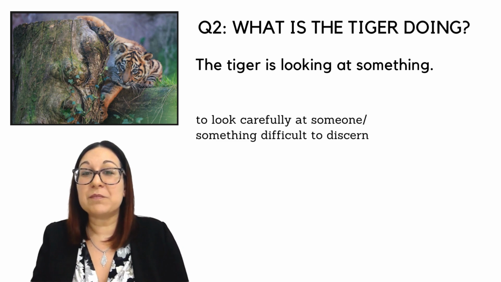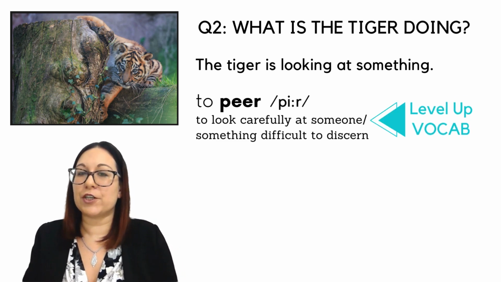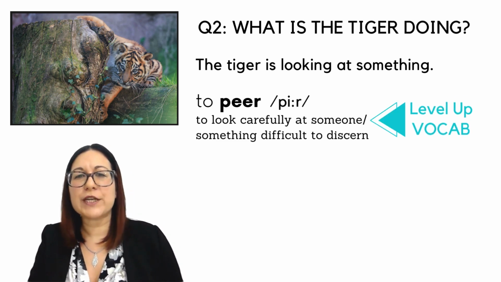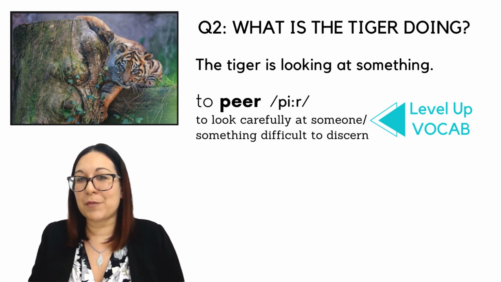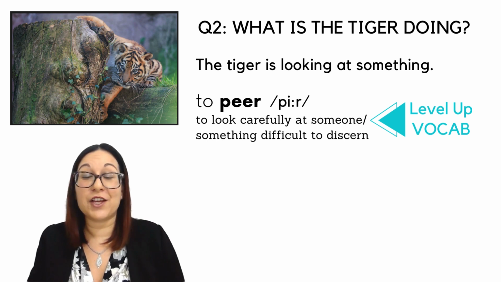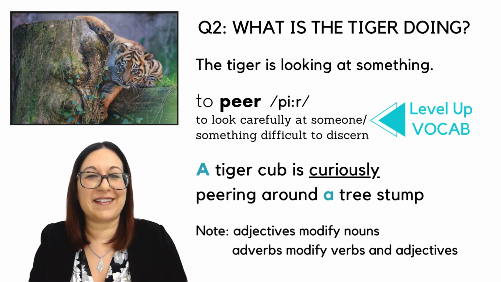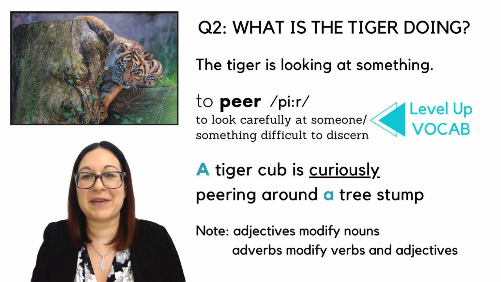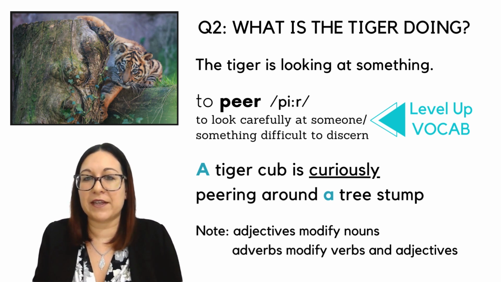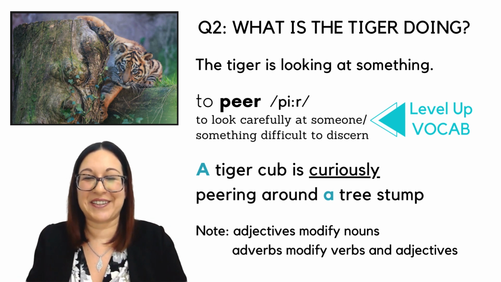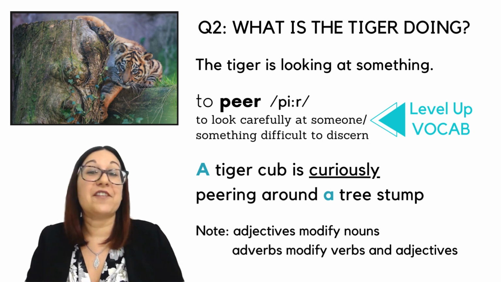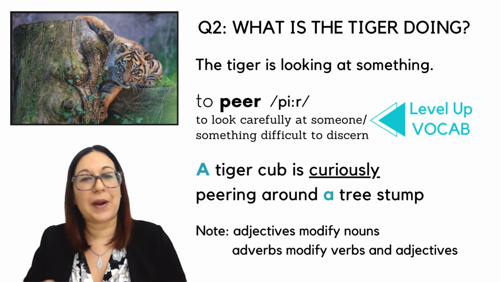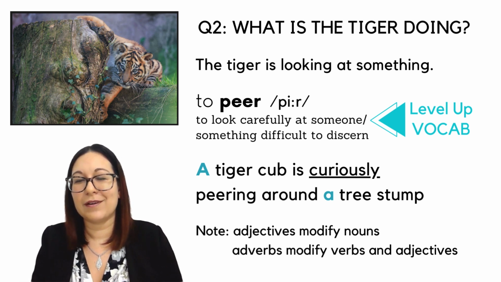So this would be to peer, to peer. And it's probably watching something quite interesting. So you could add in an adverb. How is it peering? Well, curiously, curiously. It wants to know what's going on, maybe, or it could be frightened of something. We'll get to our speculation later. So, right now, we've got a tiger cub is curiously peering round a tree stump. This sounds so much nicer than it did at the beginning.